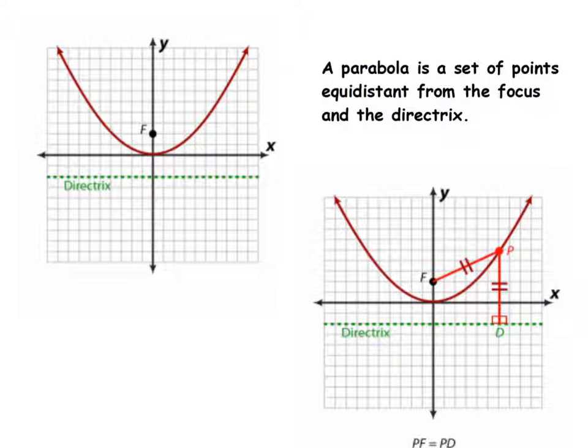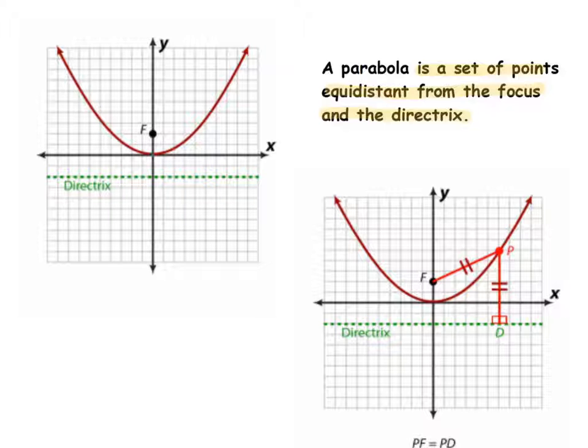Now there's some information about parabolas that you weren't told about in Algebra 1 that we're going to expand upon in Algebra 2. And the first is the definition of a parabola. The correct definition of a parabola is a set of points equal distance from the focus and the directrix. Now you may be saying, okay, what's a focus and what's a directrix?